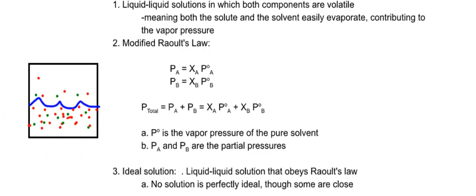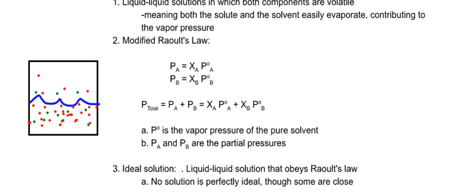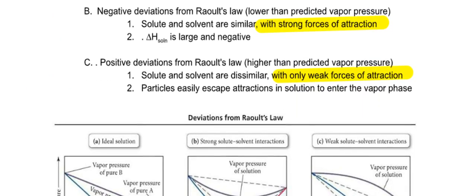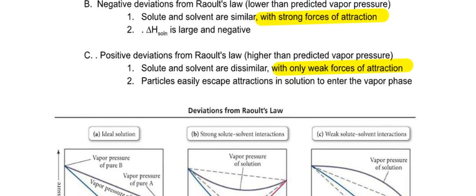Well, now we have something called an ideal solution, a liquid-liquid solution that obeys Raoult's law perfectly, where they have the predicted attractions, and they have the predicted vapor pressure that the math would give us. The problem is no solution will exactly follow the modified Raoult's law, although some will be kind of close. So we have two kinds of deviations: negative deviations from Raoult's law and positive.